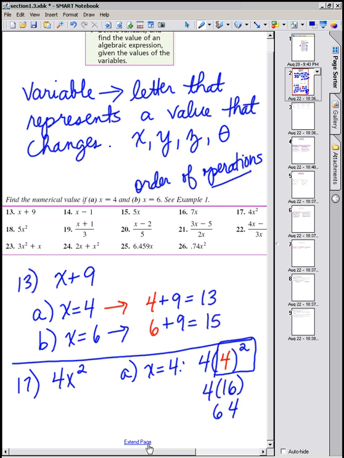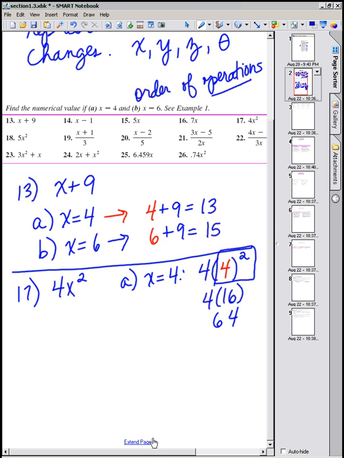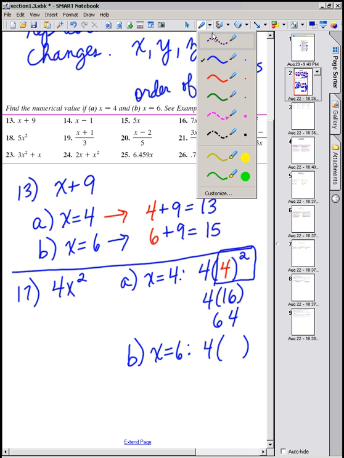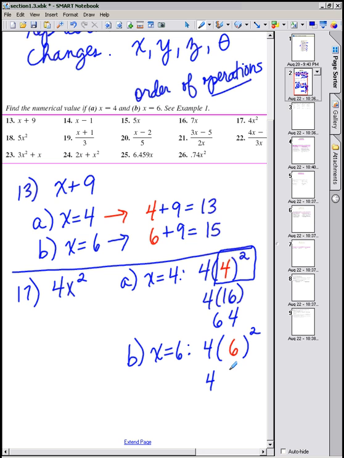It's the same thing, just now replace my x with the value of 6. 4 times 6 squared, that's 4 times 36, right? And what is 4 times 36? 144. Okay.